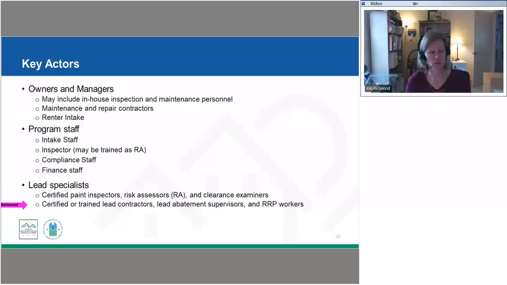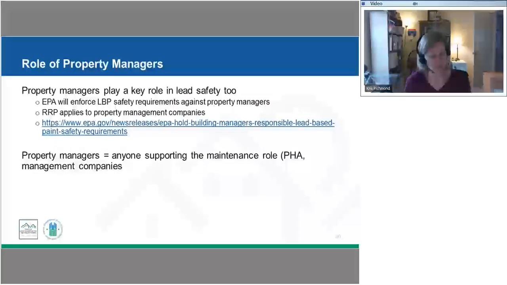When we get into the different modules, Les is going to go over and explain what some of these different specialists are, how you can find these specialists, and what kind of training they have and what they can do.